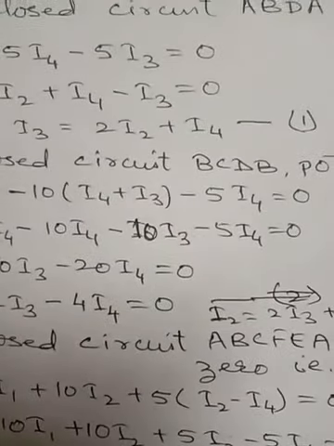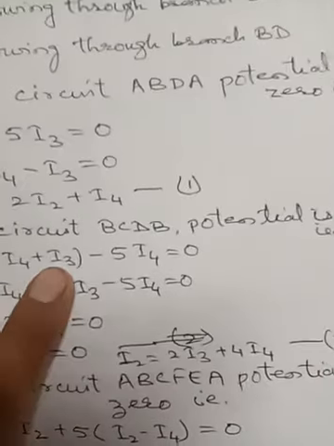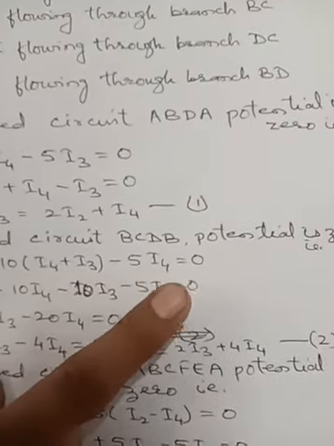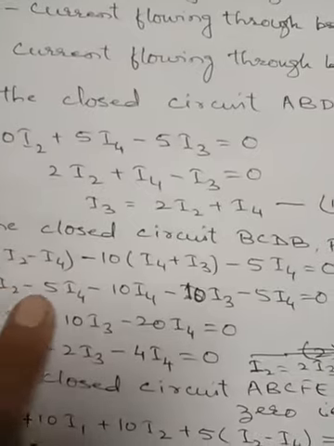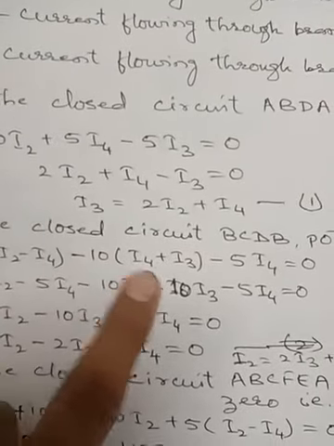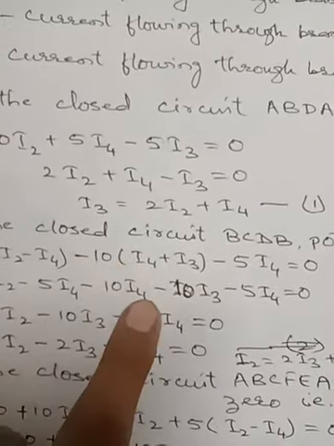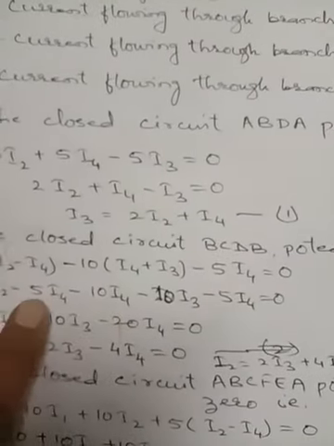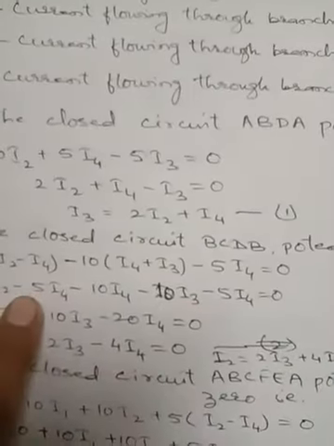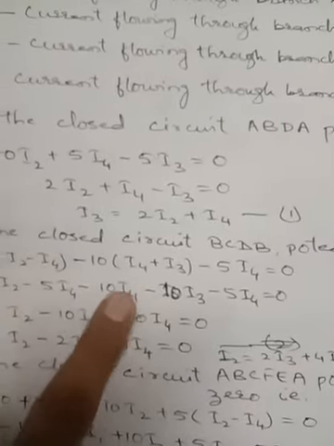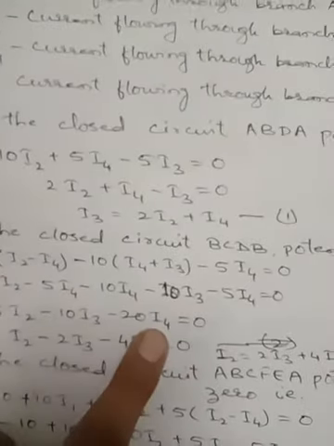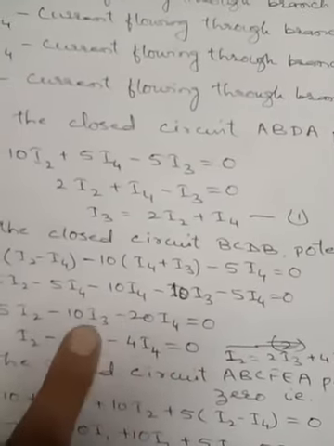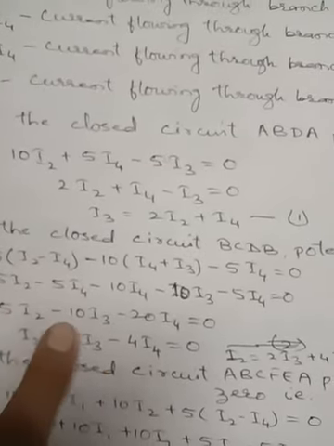5 into I2 minus I4 minus of 10 I2 I4 plus I3 minus of 5 I4 is equal to 0. Now open this bracket. If you open all these brackets, minus into minus, minus into plus, minus into plus, minus, then minus 5 I4. Rearranging the terms, I4, I4, I4. So how much I4 will it become? 5 plus 10 plus 5, so minus of 20. All are minus sign. 10 I3 plus 5 I2 minus 10 I3 minus 20 I4 is equal to 0.